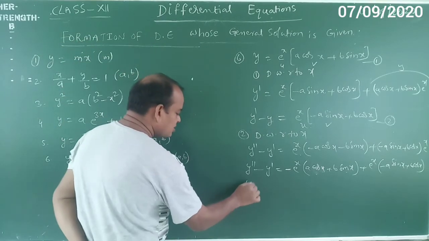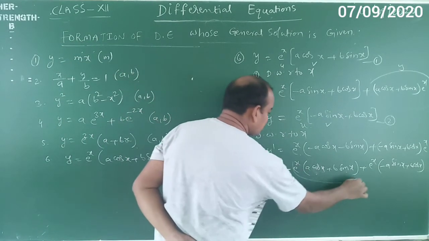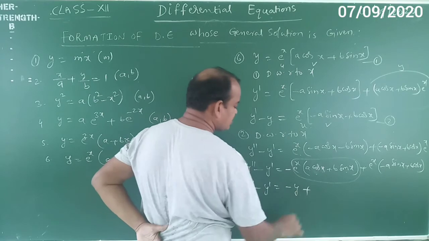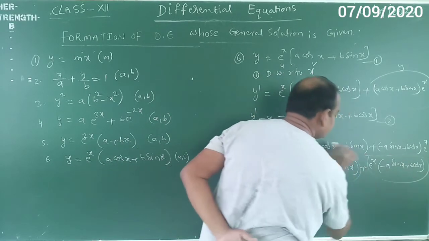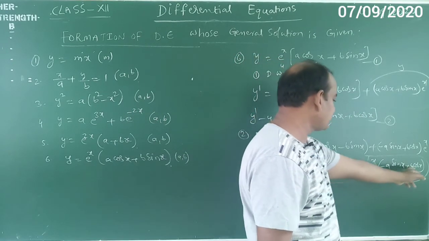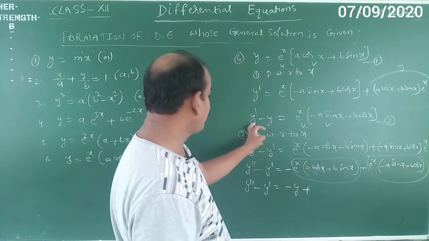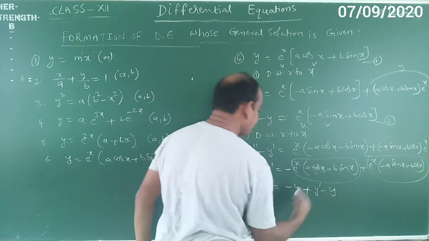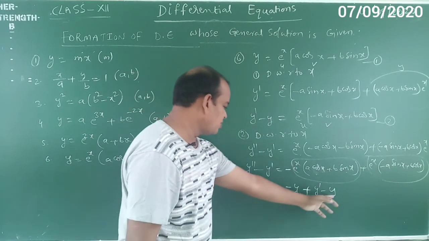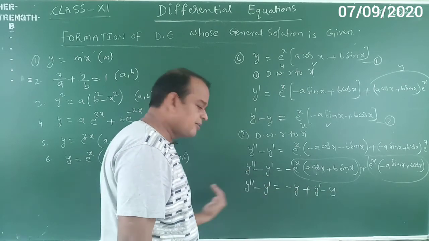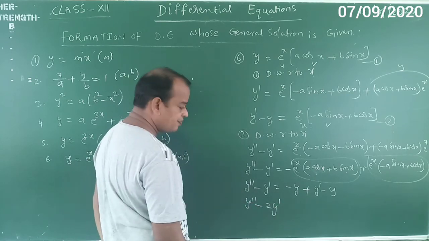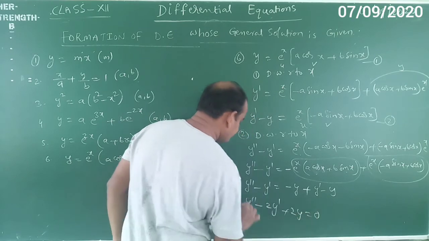Observe that y'' - y', this value. What is this value? From equation 1, this is y, minus y. Plus, what about this value? Observe that from equation 2, e^x into (-a sin x + b cos x) is y' - y. This is equation 1, this is equation 2. Now minus y minus y, this side plus 2y, plus y' this side, minus y', already minus y' is there. That's why y'' - 2y' + 2y is equal to 0.